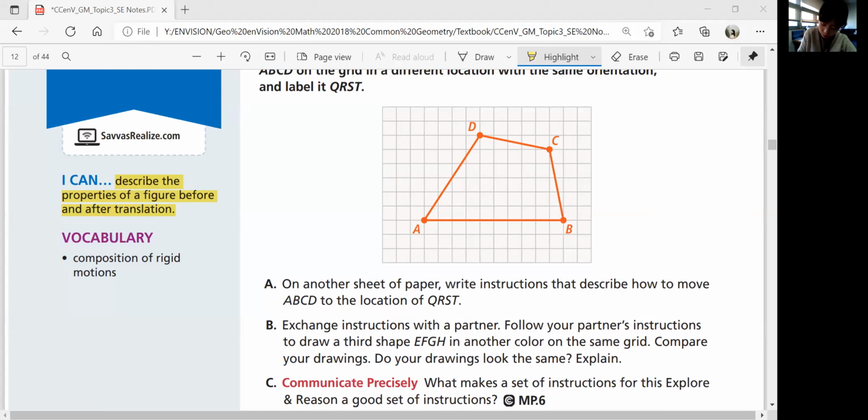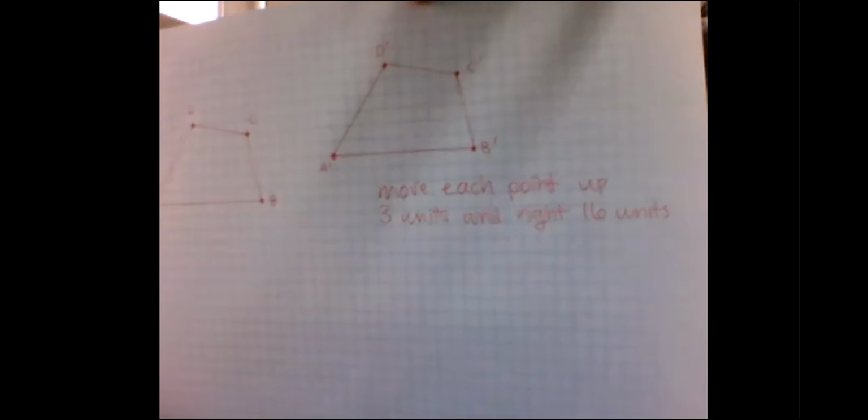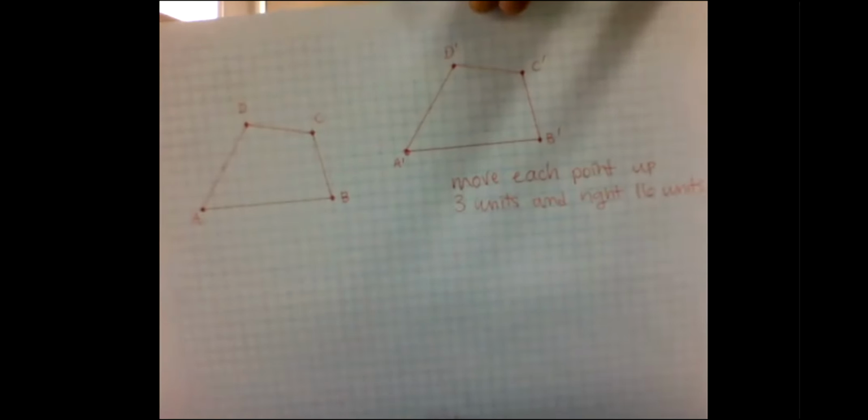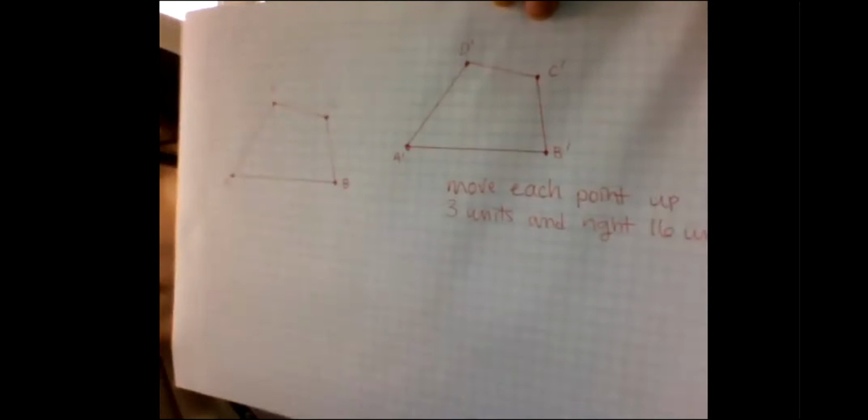My points moved up 3 units and right 16 units. So look at what I wrote. I said I'm going to move each point up 3 units and right 16 units. For your shape, you should have a different transformation.